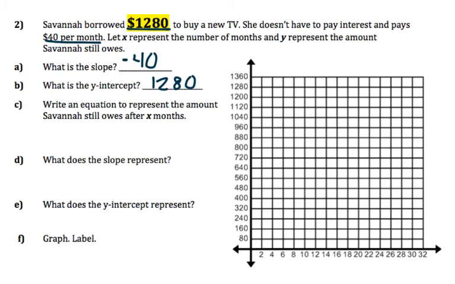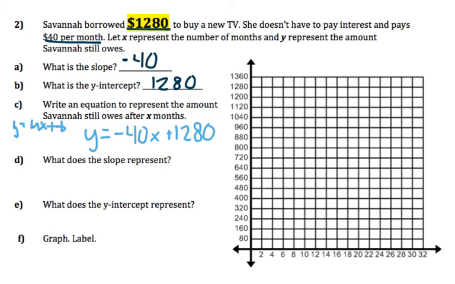Well, now that we know our slope and our y-intercept, we can do part C, which is to write an equation to represent the amount Savannah still owes after x months. Using slope-intercept form, which is y equals mx plus b, we can substitute in, and our equation would come out to be y equals negative 40x plus 1,280.